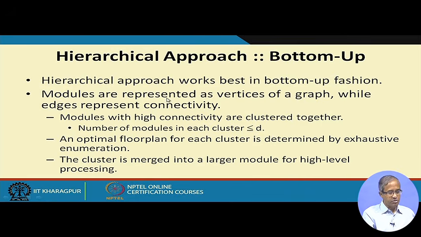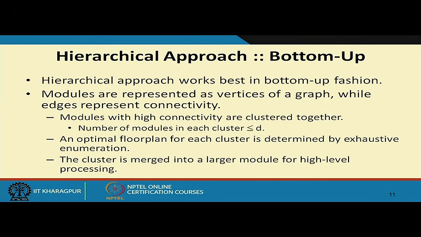So, modules we represent as vertices in the graph, while the edges will indicate connectivity, the edge weights. So, the pairs of modules which have higher weights will be clustered together, with the restriction that the number of modules in each cluster will be limited to d. This d is our limit. The idea is this: we have a graph, each vertex indicates our blocks, and the weight of the edges indicates how many connections there are between the blocks.